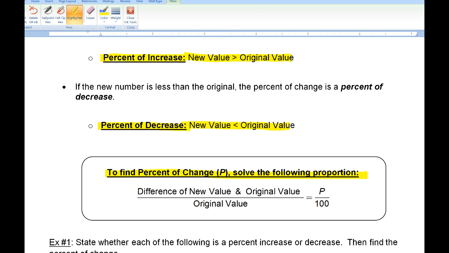Okay? And actually there's a formula on the next page that will help us figure out the new value. But for right now, to find out the percent of change, here's our formula. Now we see the word difference. You see this word difference here? What does difference mean? Subtract. Now it says subtract the new and the original value.